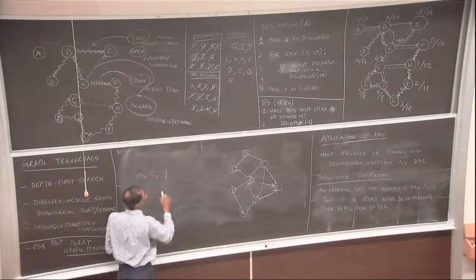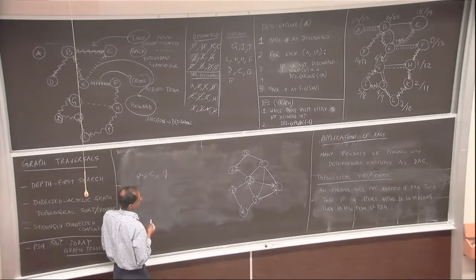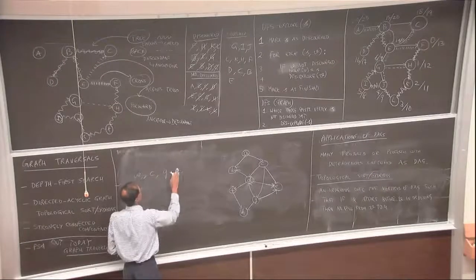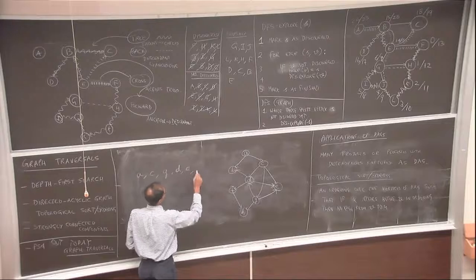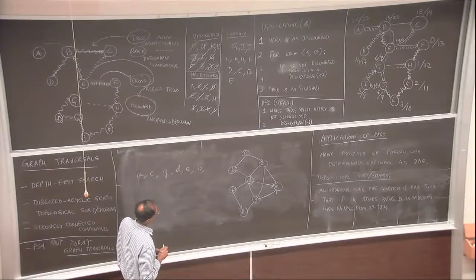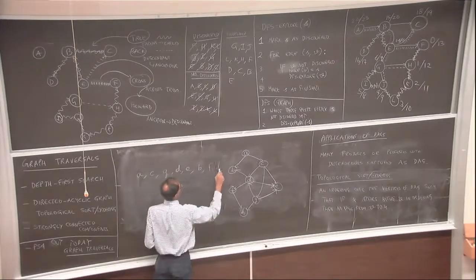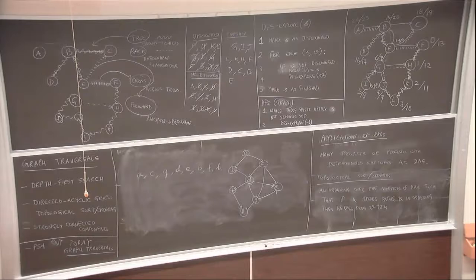After G, you could do E. No, you have to do D before E. So you have to do D. Then you can do E, and you can also do B, and then you can do F. Okay. So this is the topological order. One thing to note here is if I write it like this, all the edges go left to right.